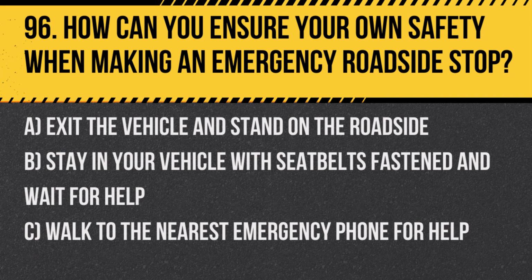Question 96. How can you ensure your own safety when making an emergency roadside stop? A. Exit the vehicle and stand on the roadside. B. Stay in your vehicle with seatbelts fastened and wait for help. C. Walk to the nearest emergency phone for help. Answer. B. Stay in your vehicle with seatbelts fastened and wait for help. This is the safest way to wait for emergency assistance.